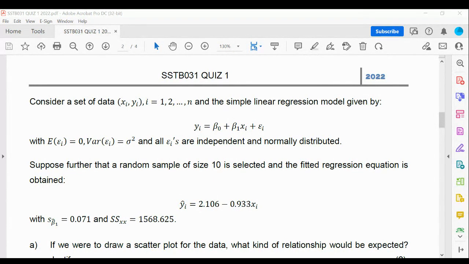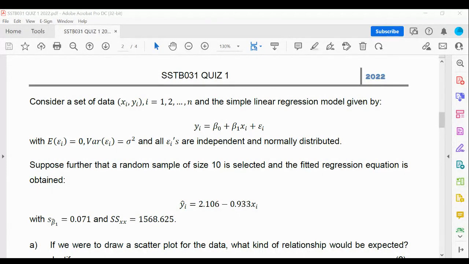Consider a set of data. So you have a set of data, x1, y1, x2, y2, up to xn, yn. So we have that set of data and a simple linear regression given by yi, which is equal to the intercept plus the slope multiplied by xi plus the error term. And the errors are normally distributed with a mean 0 and a constant variance sigma squared.